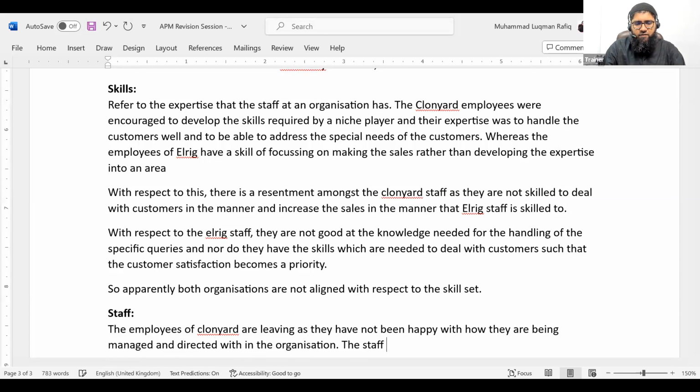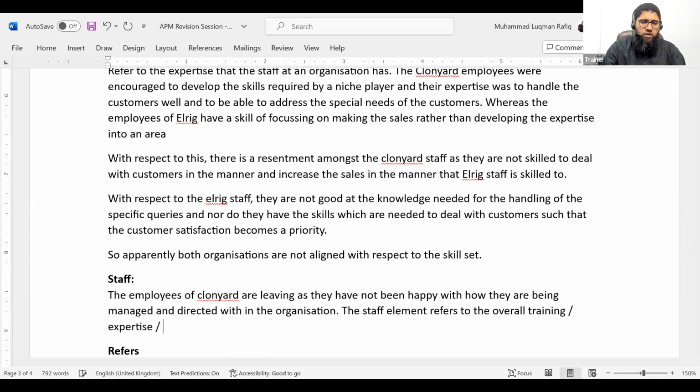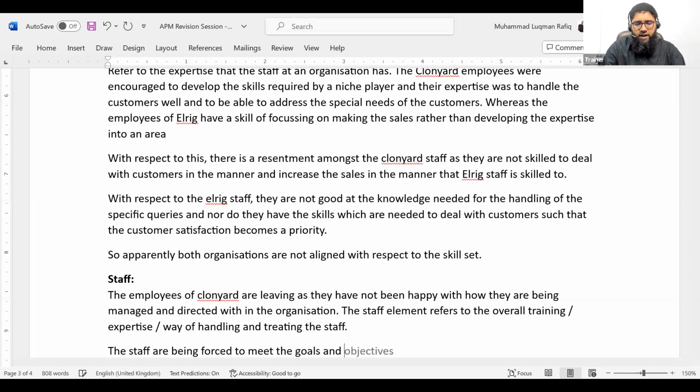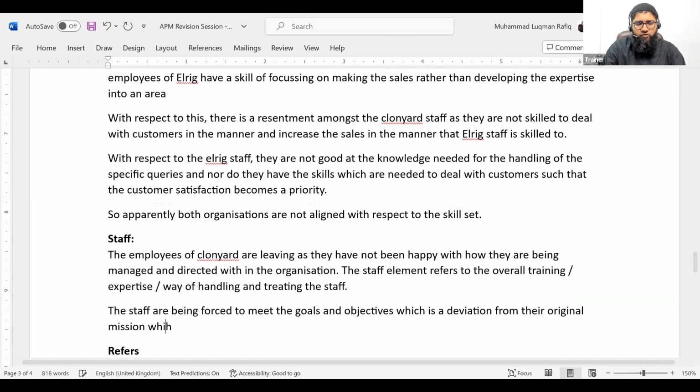The staff element refers to the overall training, expertise, way of handling and treating the staff. The staff are being forced to meet the goals and objectives, which is a deviation from their original mission, which was to focus on the customers rather than to focus on the sales.